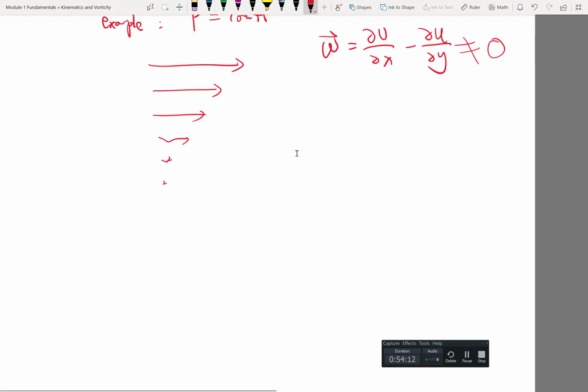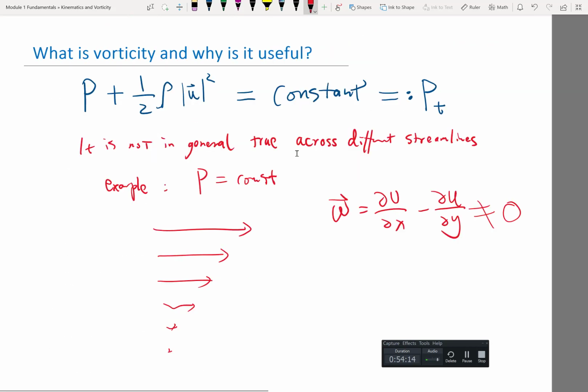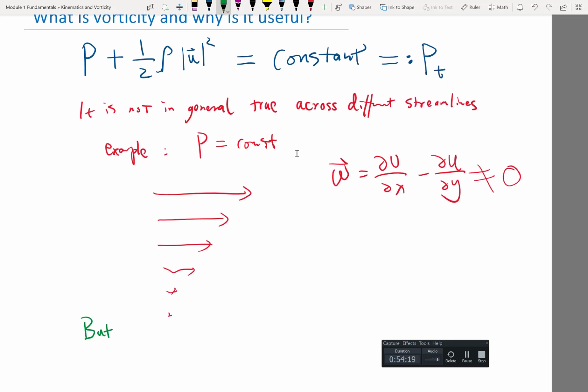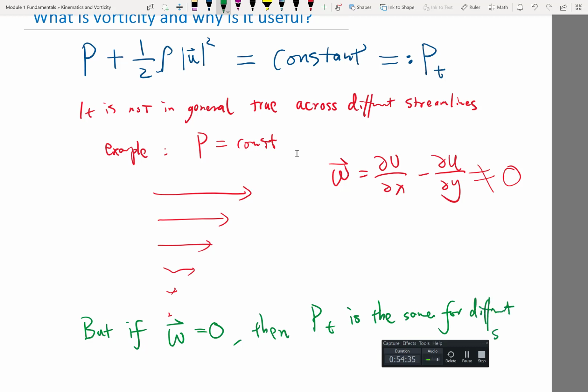But first of all, let me just write it. But if vorticity is 0, then PT is the same even for different streamlines. Okay, so this is just one example of how a 0 vorticity scenario is actually very, very useful.